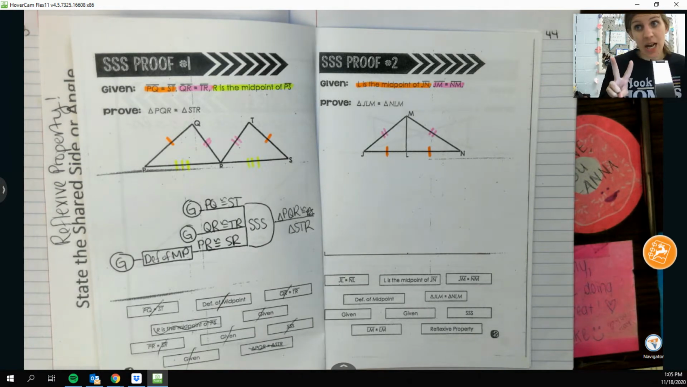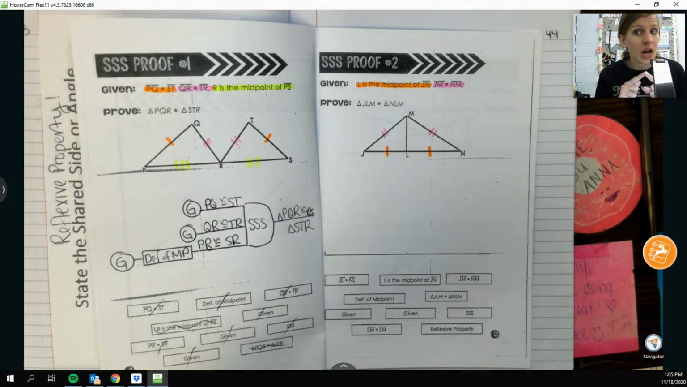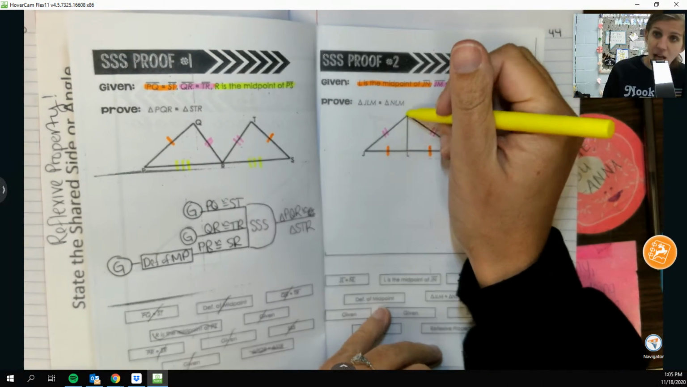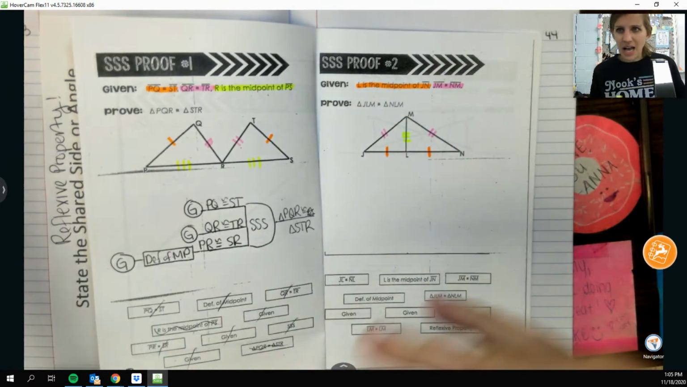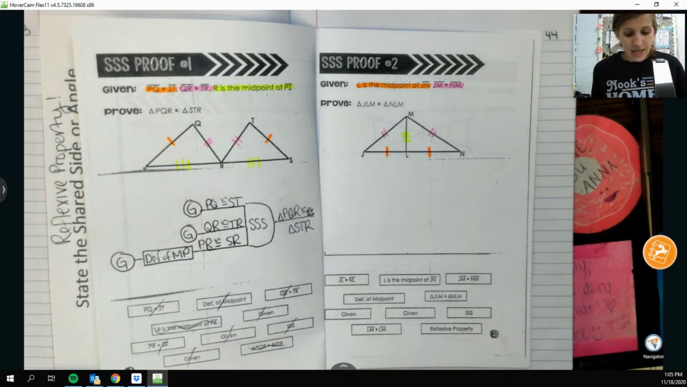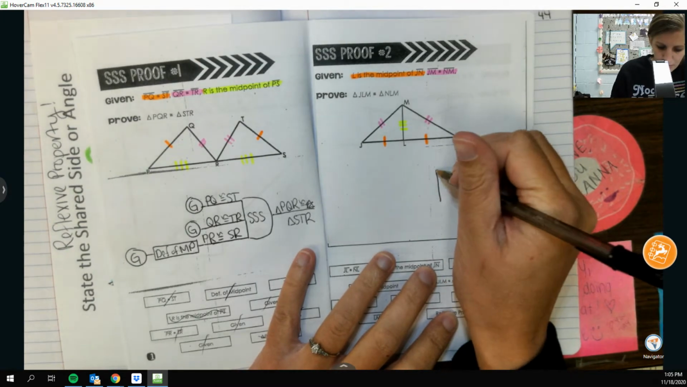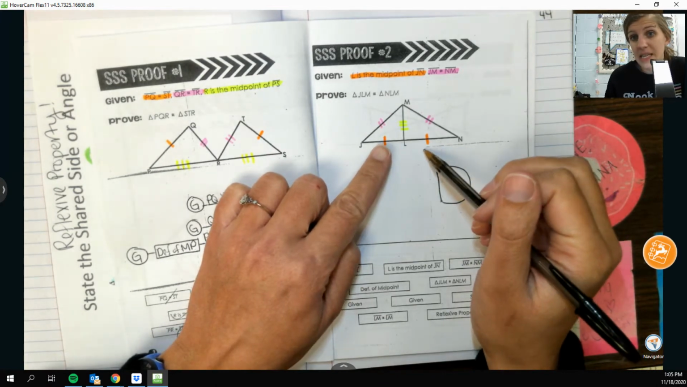Which, that's only 2 things, not enough things. You need 3 things. However, looking at my picture, like I mentioned before, you can always get a reflexive shared side or vertical angles if you have them. And so because this side LM is on both triangles, it is congruent to itself. I mean, that's basically what we're saying, is that it's congruent to itself. So in my flowchart proof, looking at this picture here, I can tell these 2 triangles are congruent by side, side, side.